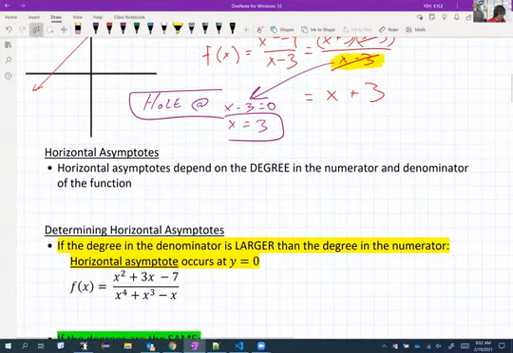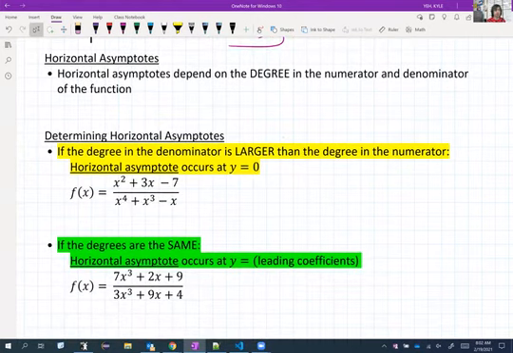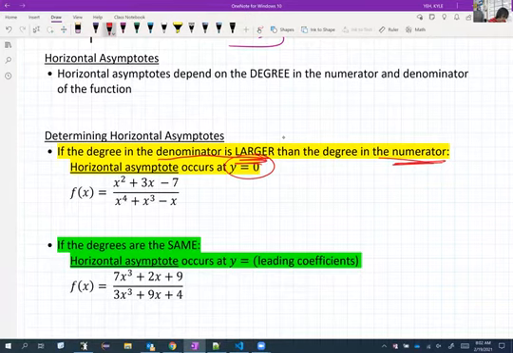And when does it occur? It actually doesn't have to do with the denominator as much, or undefines in the denominator. But here's when horizontal asymptotes occur. It depends on the degree of the numerator and denominator. If the degree, I'm looking in yellow right now, if the degree in the denominator is larger than the degree in the numerator, then we have a horizontal asymptote at y equals 0. No question. If the degree in the denominator is larger than the degree in the numerator, we have a horizontal asymptote at y equals 0.